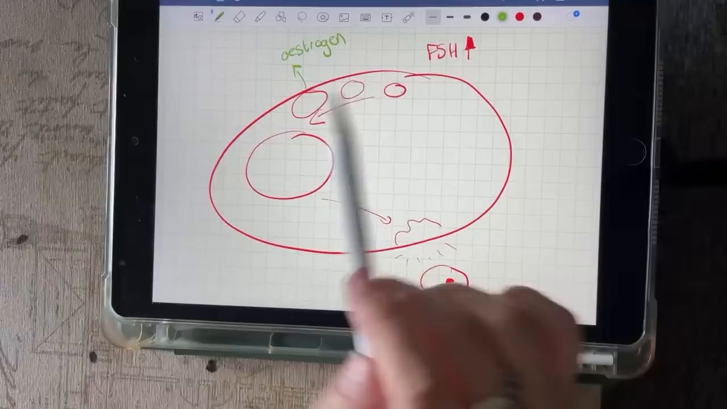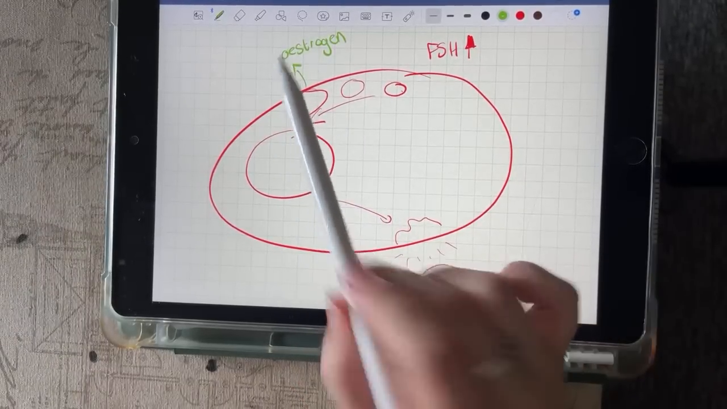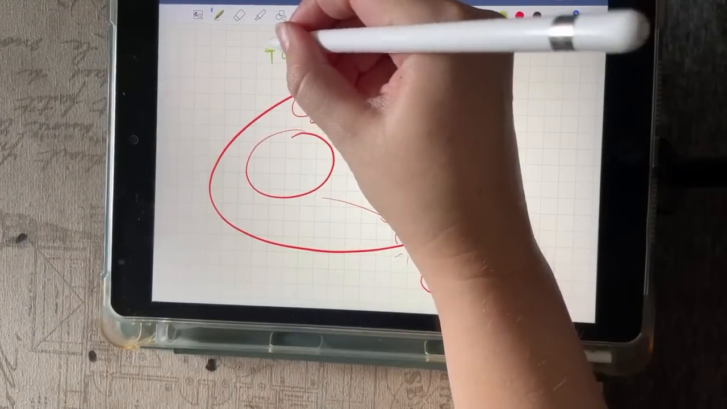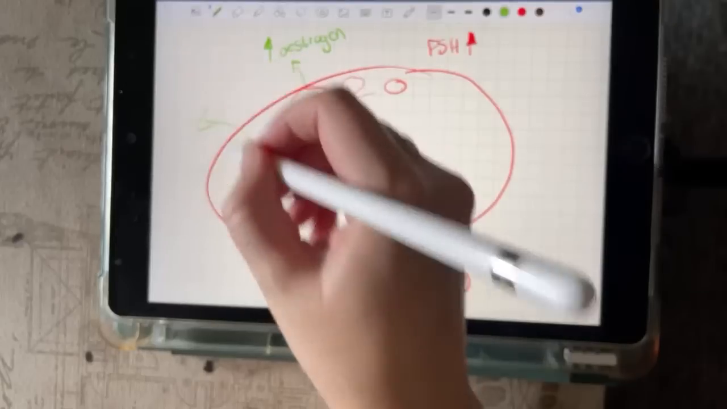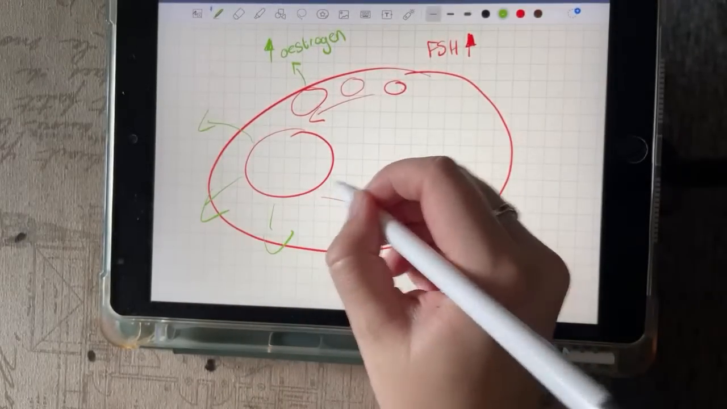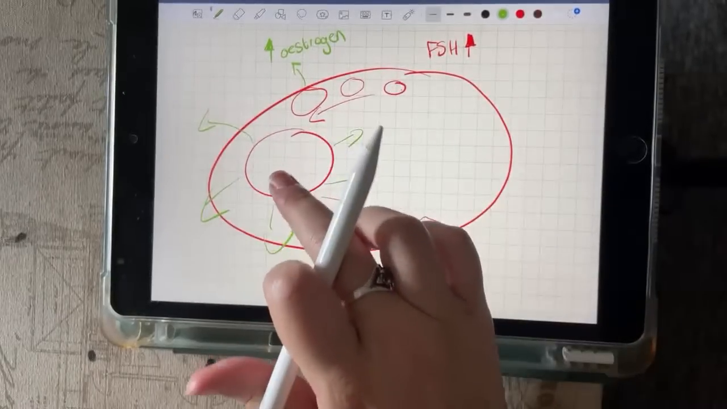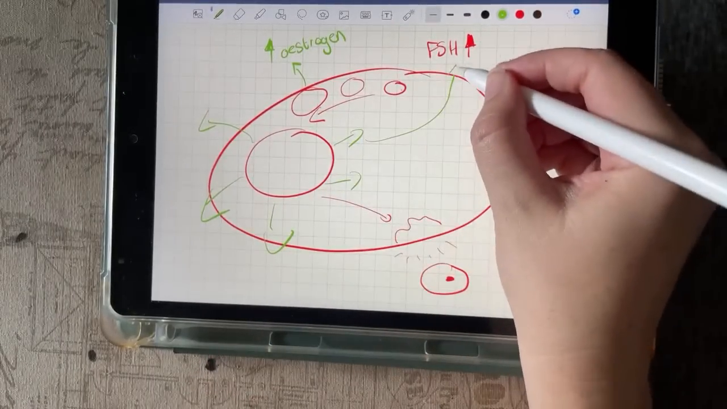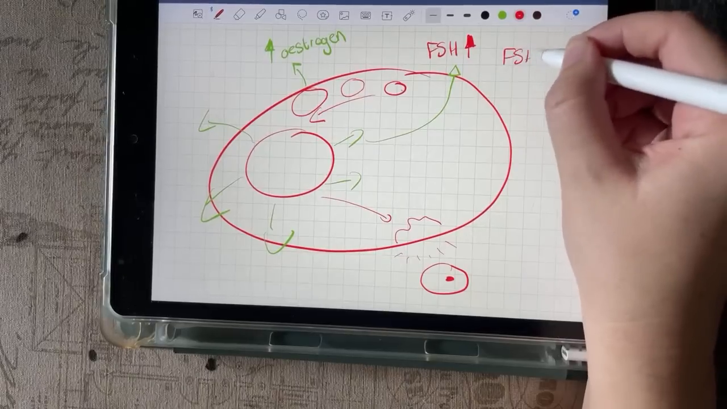There we go. As it gets bigger and bigger and bigger, estrogen is secreted more, which means estrogen levels go up. When it's at this size, it's giving off so much estrogen that this high level of estrogen coming out of the Graafian follicle causes FSH to go down.